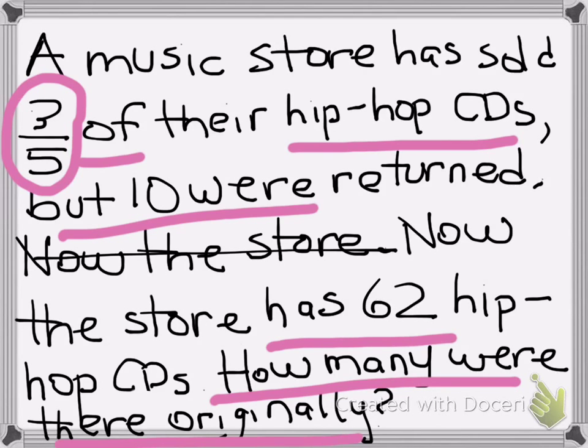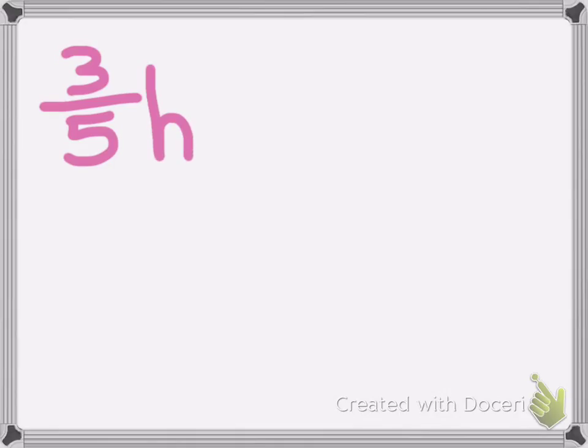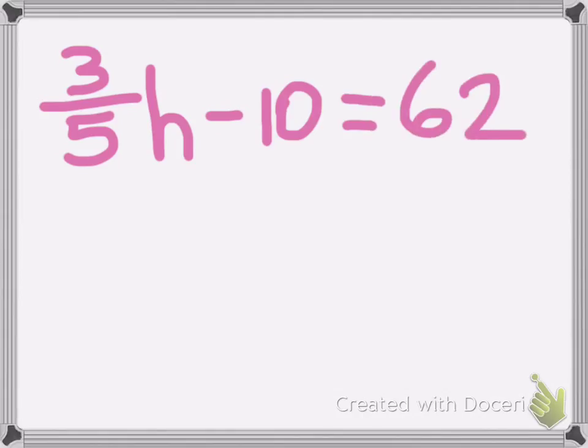So on the next page, I'm going to write it out. 3/5 of all the hip-hop CDs were sold, but 10 were returned. So that's not going to count towards what's sold. Now they have 62 left over. So this would be my equation.